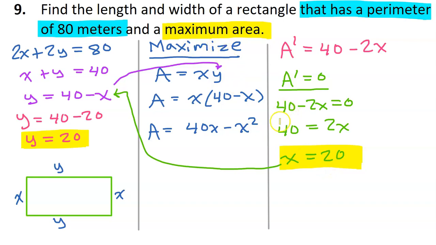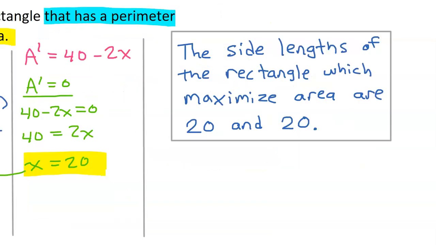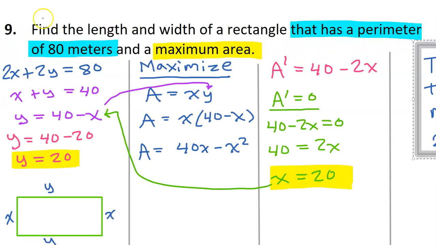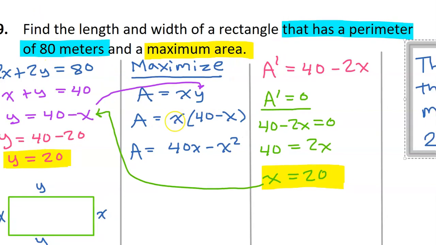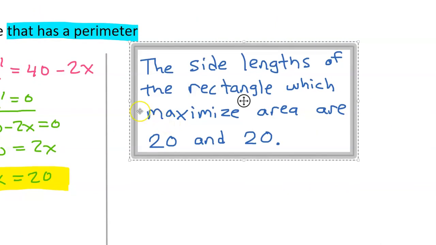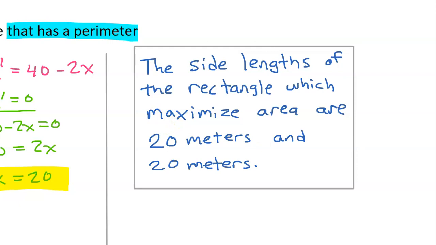Let's write this up as a complete sentence. The side lengths of the rectangle which maximize area are 20 and 20. Wait a minute, they gave us units this time, 80 meters. So I need to include that in my answer. For full credit, always remember to include your units.